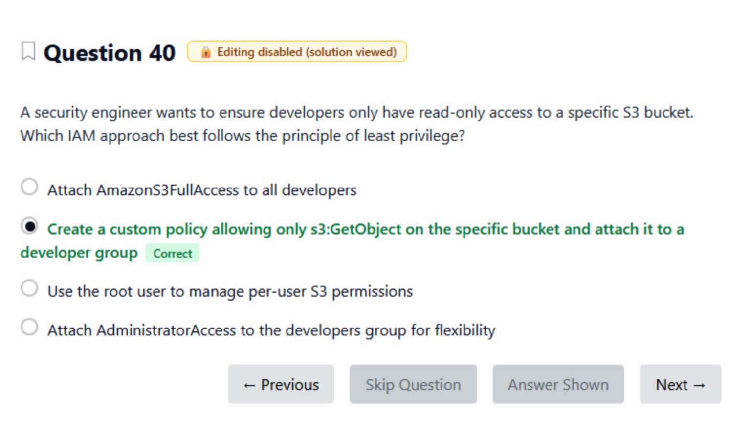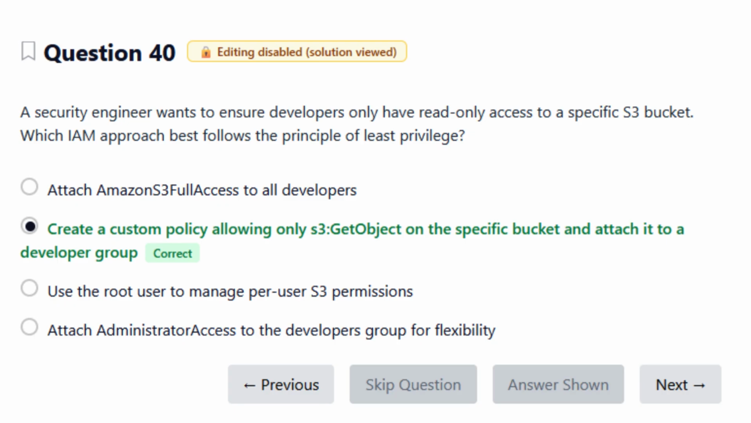This approach follows least privilege perfectly. It grants only read access, S3:GetObject. It restricts access to one specific S3 bucket. It is attached to a group, making it scalable and easy to manage. It avoids overly broad permissions and unnecessary risk.